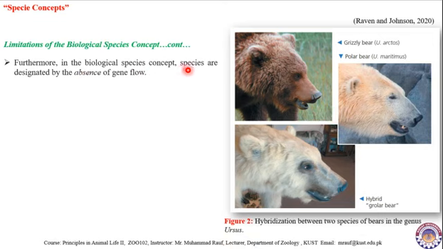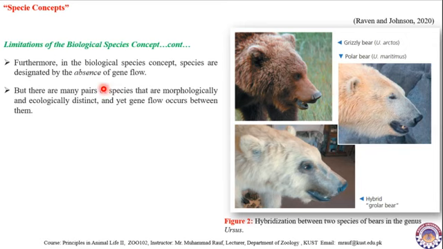Furthermore, in the biological species concept, members are designated by the absence of gene flow, means the two individuals will be recognized as belonging to different species if there is no gene flow between them, no interbreeding between them and production of fertile offsprings. But what about this example? Two different species, they can interbreed. But there are many pairs of species that are morphologically and ecologically distinct. Morphologically means they are phenotypically different, their physical appearance is different, they live in different habitats, their feeding habits are different from each other, but still they can mate with each other.